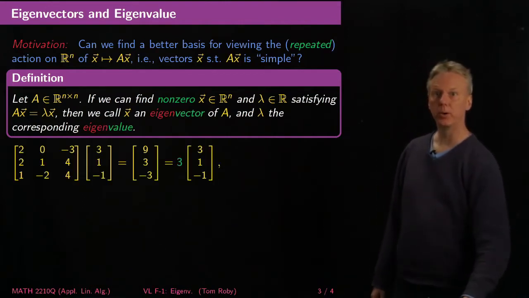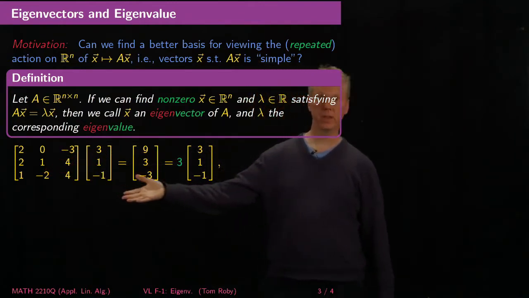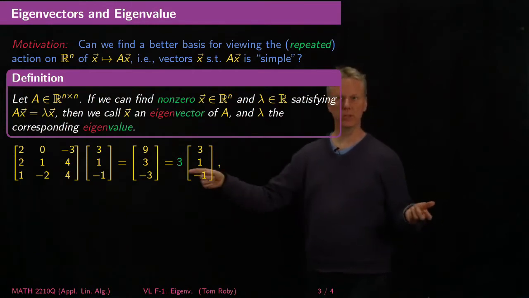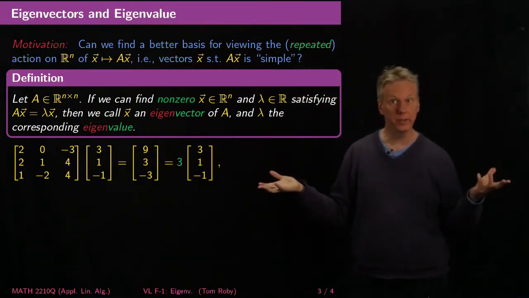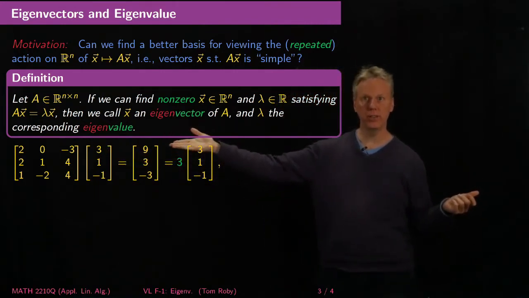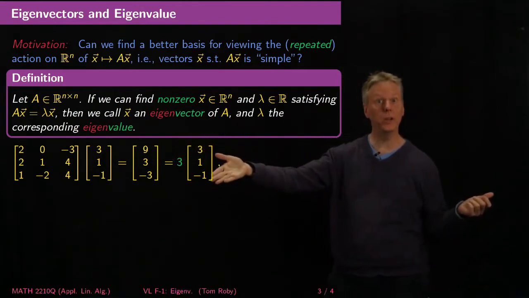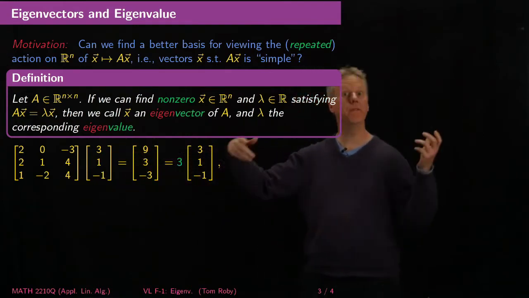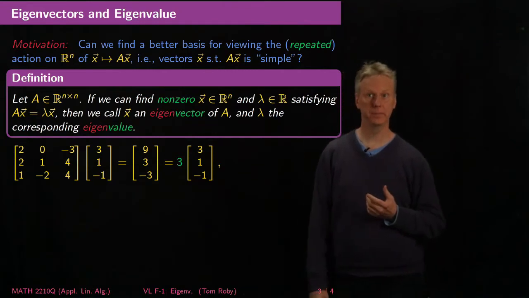So let's look at an example right away, a concrete numerical example. Here's a 3 by 3 matrix, and I'm giving you the pair. So the eigenvector is (3, 1, -1). How do I know it's an eigenvector? Well, if I apply this matrix to it, I get, and you can check this, (9, 3, -3). And that's just 3 times (3, 1, -1). So that means that (3, 1, -1) is an eigenvector, and it corresponds to the eigenvalue 3.